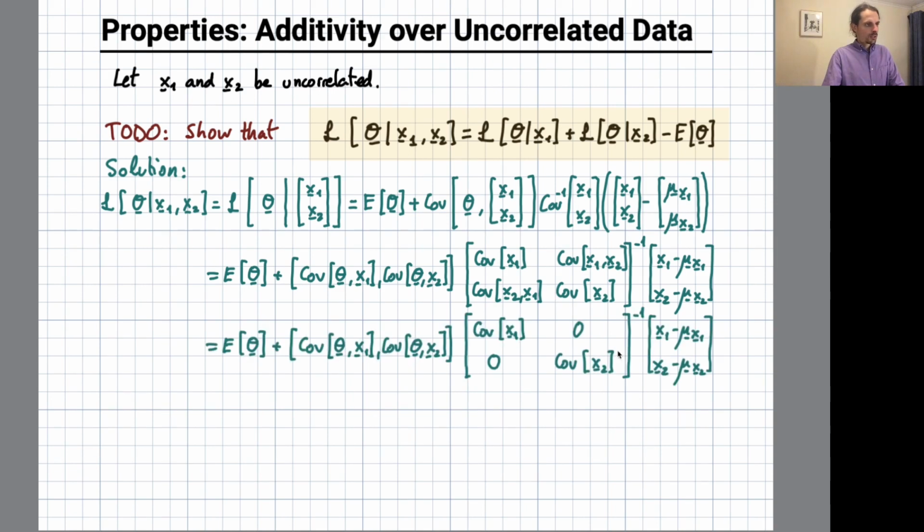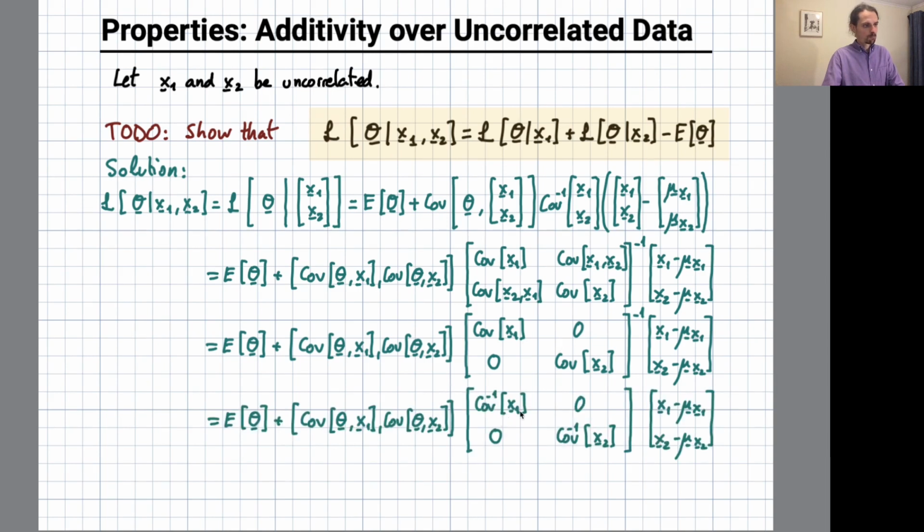Okay. Now one can just note that since x1 and x2 are uncorrelated, this block and this block are 0. Okay, and therefore we can now invert this matrix, right? This is a well known fact in linear algebra. The diagonal blocks of the inverse of a block diagonal matrix are just the inverses of each of the diagonal blocks. Okay, so this also takes one line to prove, so trivial actually.